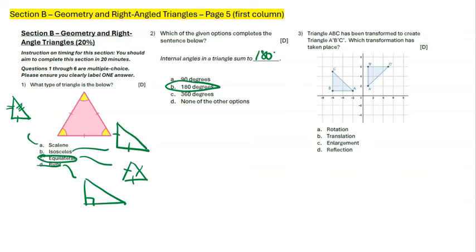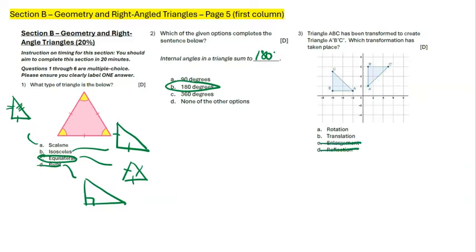Question number 3, triangle ABC has been transformed. So triangle ABC is this one here. That means it's been moved or recreated to form the other triangle, which is A'B'C'. What transformation has taken place? So we can probably eliminate a few of them. So we know it's not reflection, right? Because if it was reflection, it would kind of be looking like this here. So we know it's not that one there.